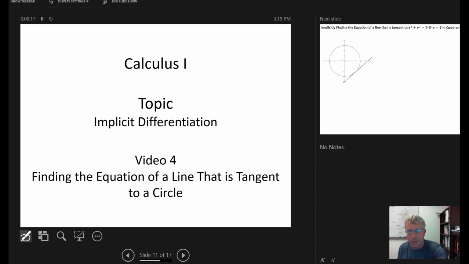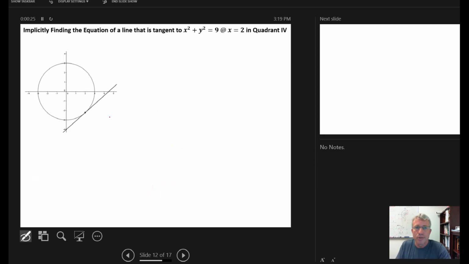So in this video, we're going to look at using implicit differentiation to help find the equation of a tangent line to a circle. It says we want to implicitly find the equation of the line that is tangent to the circle x squared plus y squared equals 9. This is a circle of radius 3. And we want to find the tangent line when x is equal to 2 in quadrant 4.